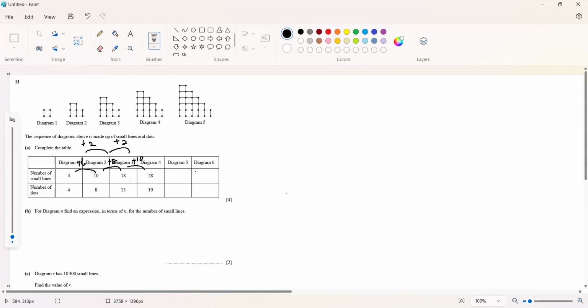Right? So filling in the table first, this one will be plus 12. So that will be 40. And then lastly is plus 14. So this would be 54.